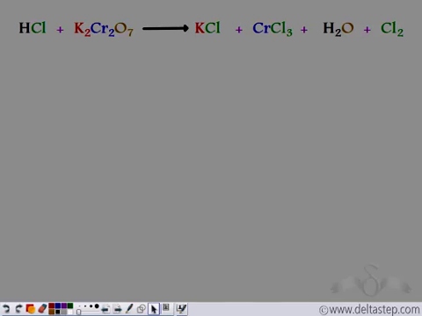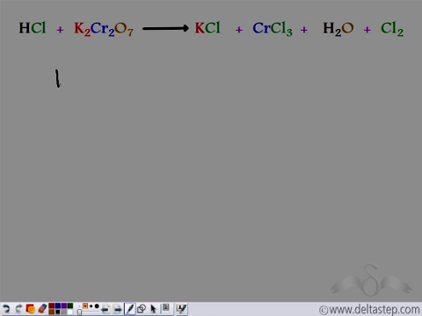We have done some balancing before. Let's try to balance some more chemical equations. So we have a given equation, HCl plus K2Cr2O7 gives us KCl plus CrCl3 plus water, that is H2O, plus Cl2. So what are the given atoms that we have?